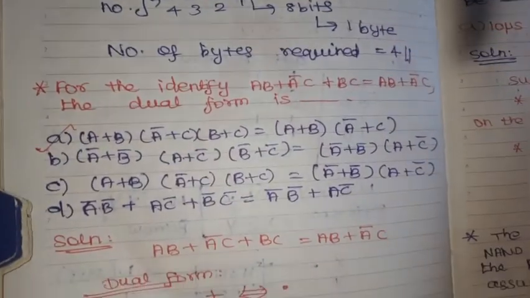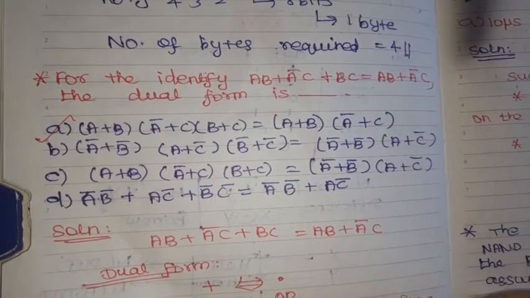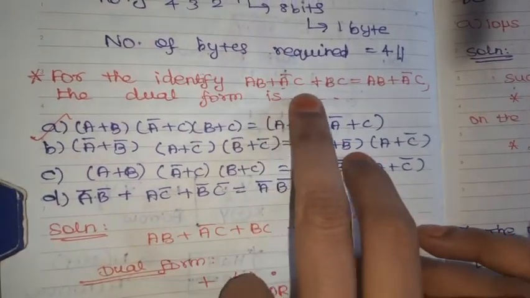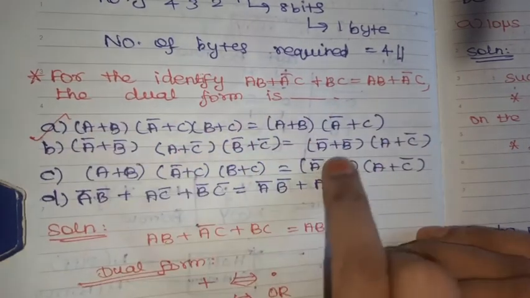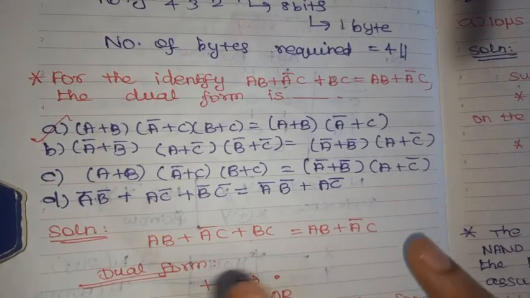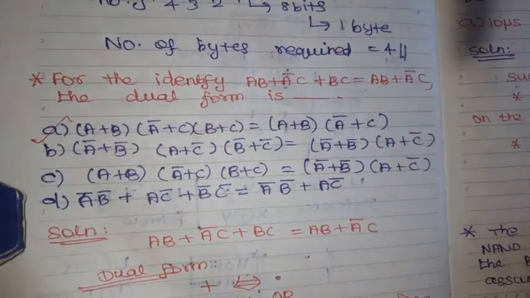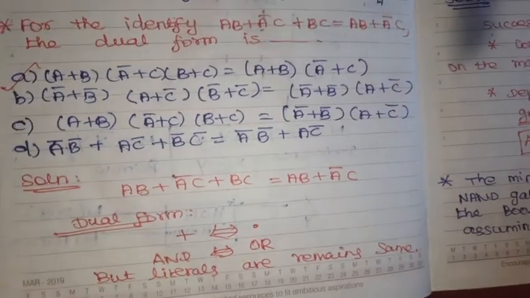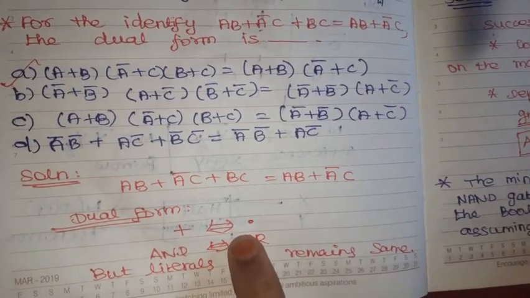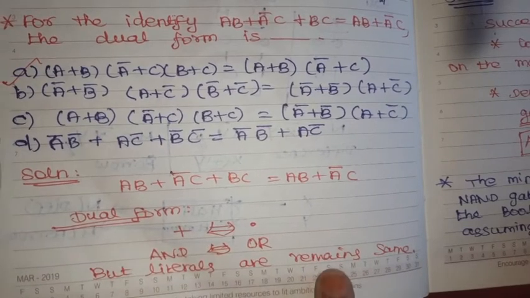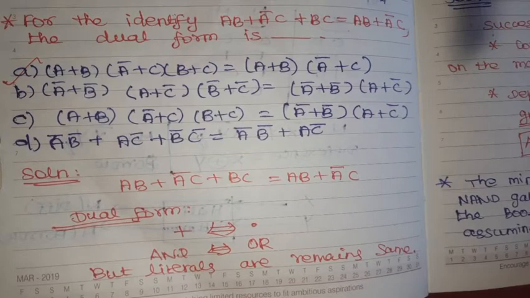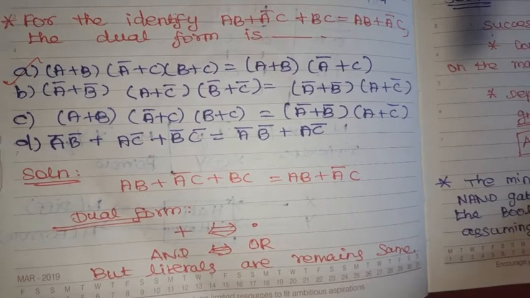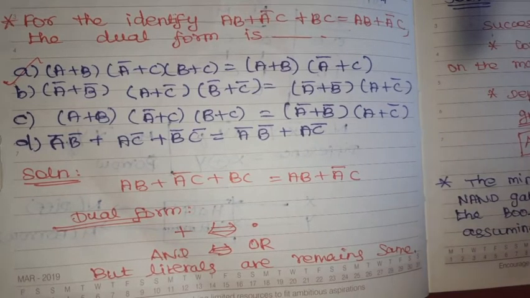Then for the identity AB plus A bar C plus BC equal to AB plus A bar C, we need to find out the dual form for the given Boolean expression. So dual form is nothing but the plus symbol changed to the and symbol, and the and symbol changed to or, but the literals remain the same. If logical 1, it will be logical 1 for dual form, logical 0 will be logical 0 only.